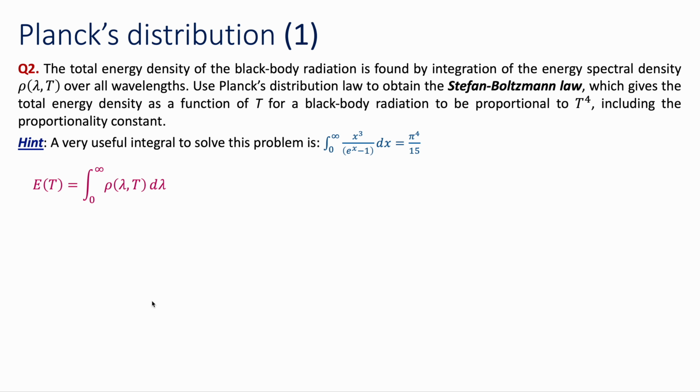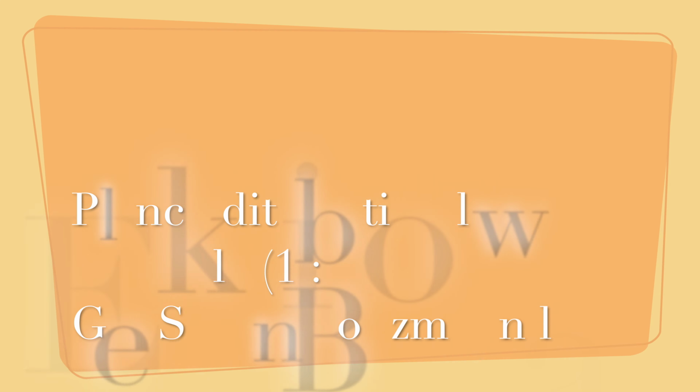In this video, we're going to be talking about how to calculate the total energy density for blackbody radiation. Particularly, we're going to be using Planck's distribution in order to get the Stefan-Boltzmann law, which tells me that this energy density is proportional to the temperature, and specifically that it goes as T to the power of 4.